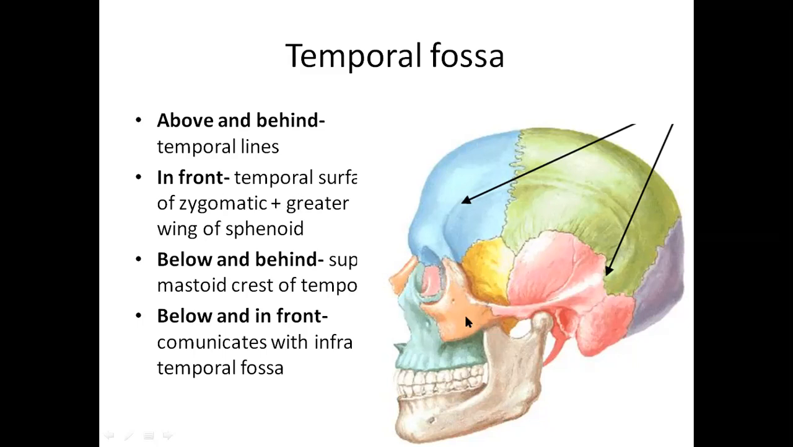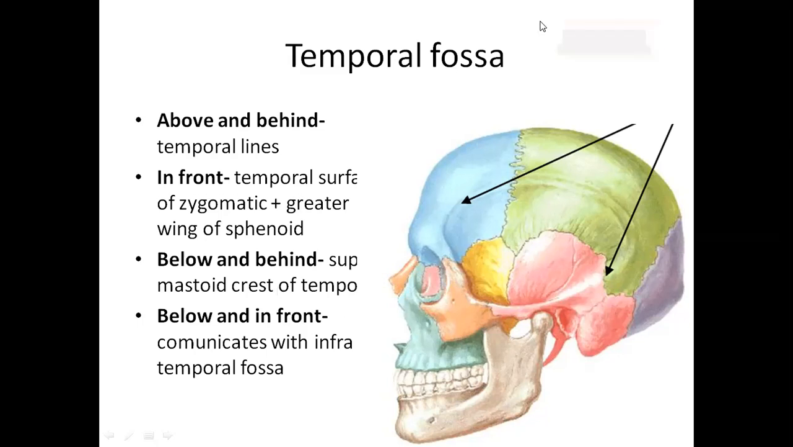Then coming to below and behind, we have this area where the arrow has been shown. I told you this is the mastoid process. Here you will have the supramastoid crest. What is this pink bone? This is all temporal bone. So where the arrow has been shown, this is the below and behind boundary, because this area is bounded by the supramastoid crest of the temporal bone. Below and in front, it is communicating with the infratemporal fossa. Okay. Now, this is all about the temporal fossa.